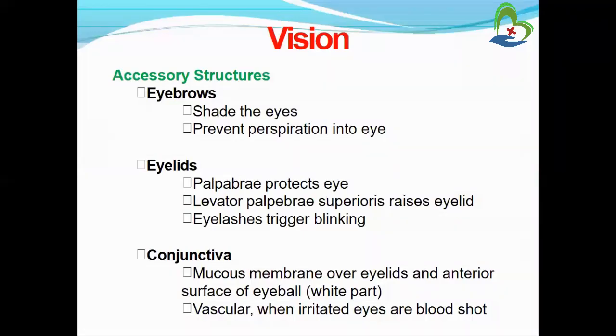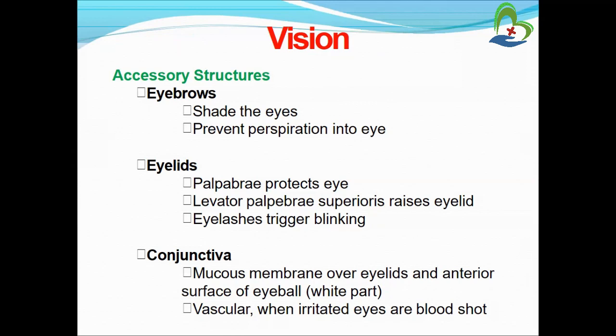For vision, there are many supportive and accessory structures associated with the main organ. Surrounding the eyes, there are accessory structures like eyebrows, eyelashes, eyelids, and conjunctiva. These are all accessory structures, and from these structures our eye can be protected. Now we will learn about the vision, that is the eye.